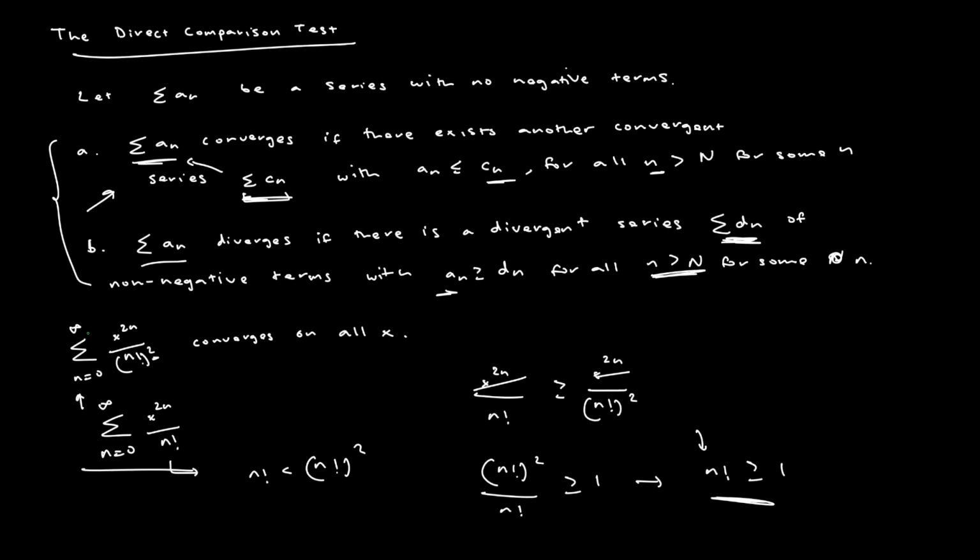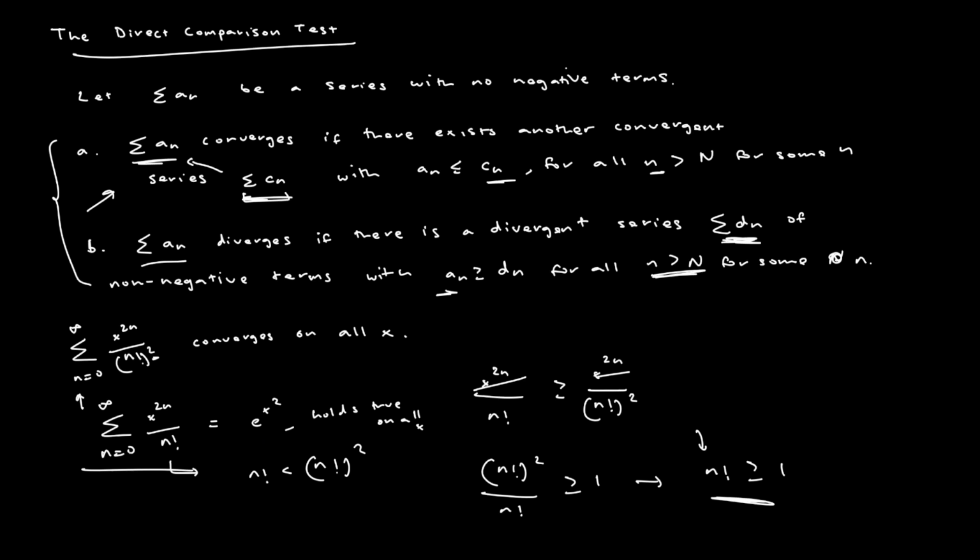And now all we have to show is that this new series that we have created as an upper bound converges on all x. And if you remember the Taylor series for the exponential function, you'll realize that this is just the same thing as e to the x squared. And we know that this equality holds true on all x.